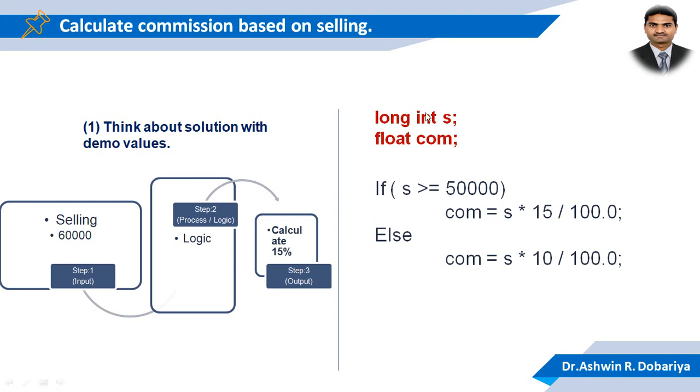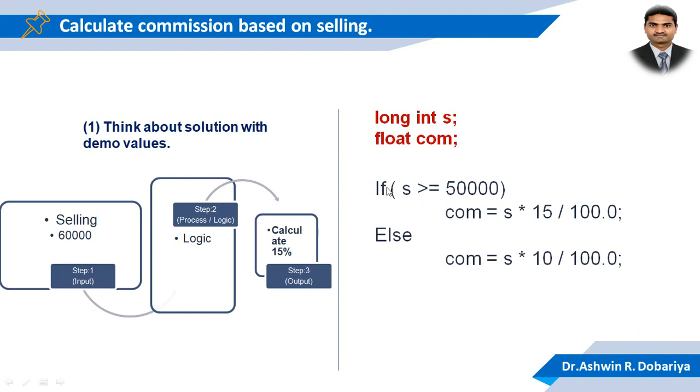But here, we are not declaring an integer variable but a long integer, because we know that the limit of an integer variable is only -32768 to +32767, but here the selling is generally more than 32,000. So the variable that we will declare is a long integer, so it can store a long value. So first, as per our logic development process, we will declare one input variable, that is S, or you can say selling value.